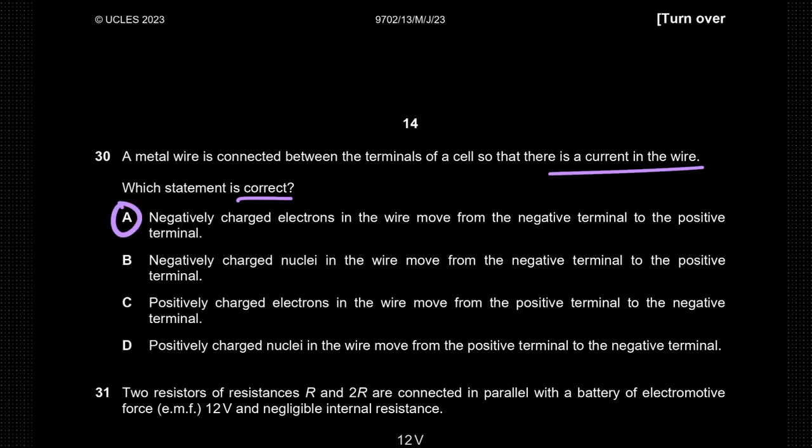Why is B wrong? Nuclei do not move. Electrons are responsible for the flow of current, flow of charge, basically current. And there are no positively charged electrons, so wrong, wrong. Positively charged nuclei again do not move.